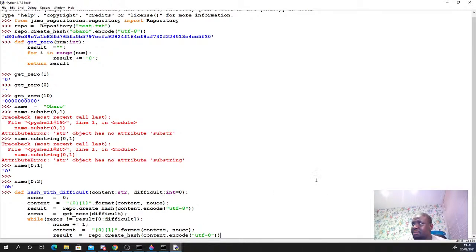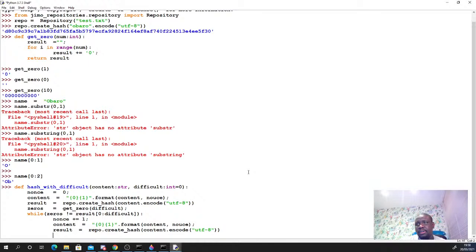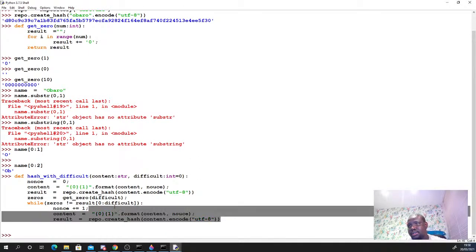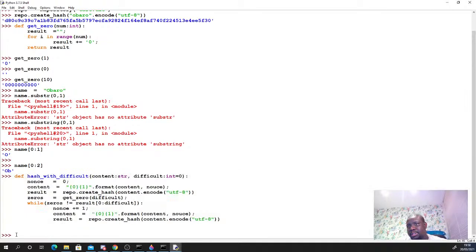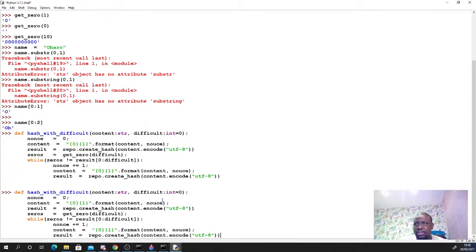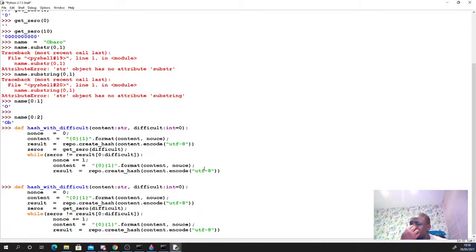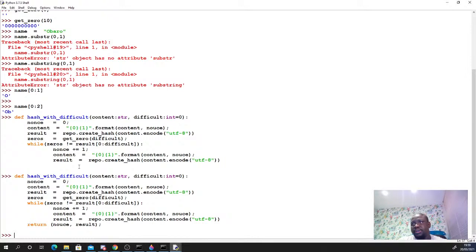So if it has the number of 0 that we want, what I'm going to return is both the hash and the nonce value. So okay. No, that's not exactly what I want. I'll copy it again, and I will do this. So now when we have it, we're going to return the nonce value and the result. I think that is exactly what we should do. This is quite a basic function. This is exactly how Bitcoin is doing it. You can write a different algorithm to make it faster, but this is exactly what is going on.